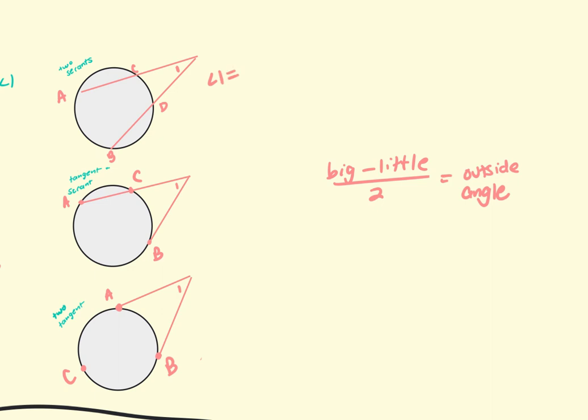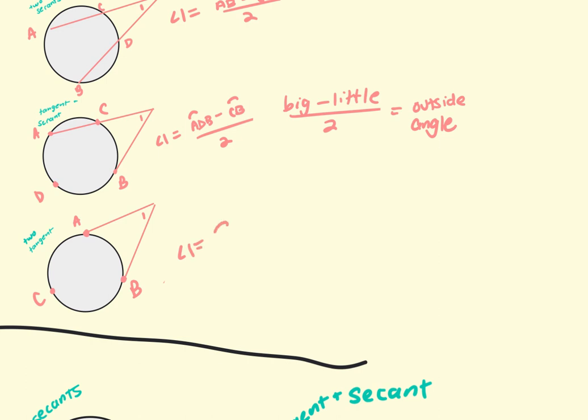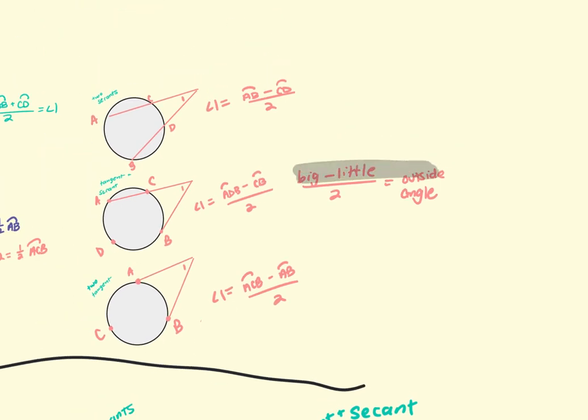angle 1 here would equal arc AB minus arc CD divided by 2. Angle 1 here would equal arc ADB, there would have to be another letter, minus arc CB divided by 2. And that last one, angle 1, would equal arc ACB minus arc AB divided by 2. So again, big arc minus little arc divided by 2 would equal the outside angle or the exterior angle.